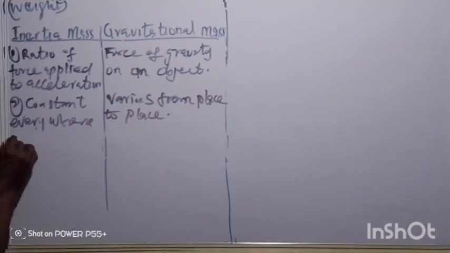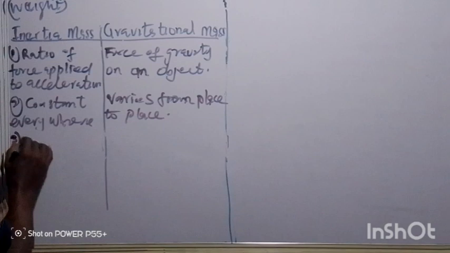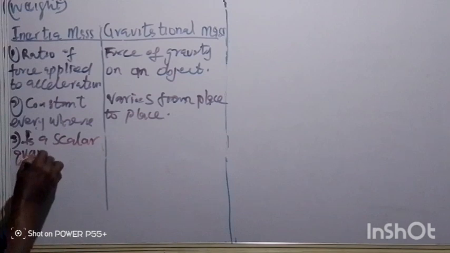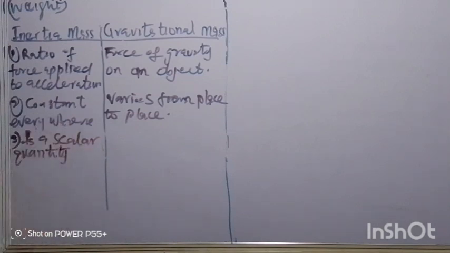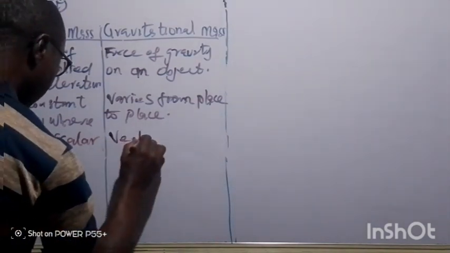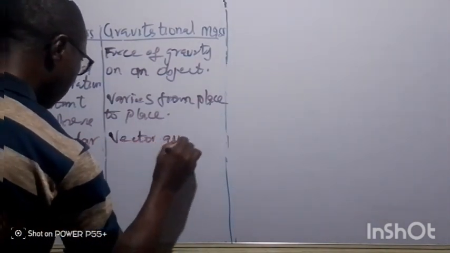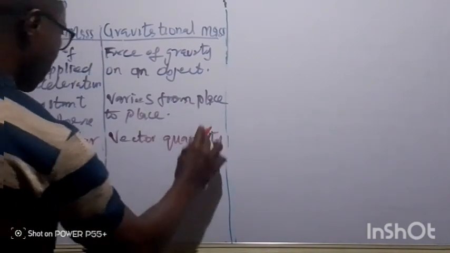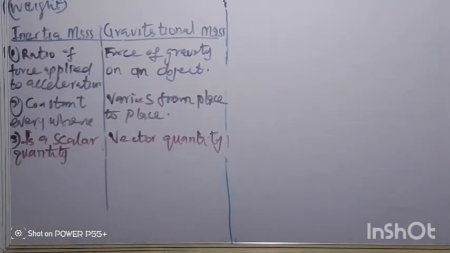Number three, inertial mass is a scalar quantity. While gravitational mass or weight, once it's a force, is a vector quantity. Don't forget, in one of our lessons, we discussed and gave examples of scalar and vector quantities.